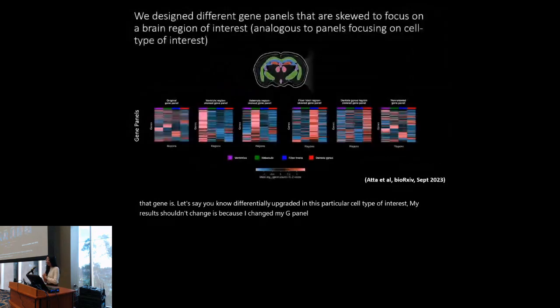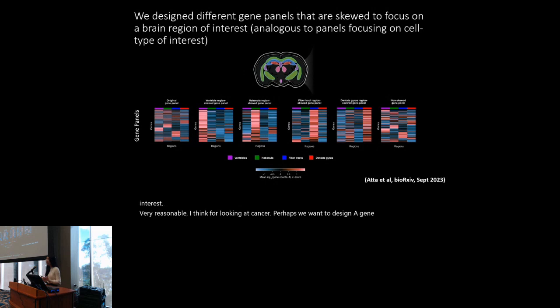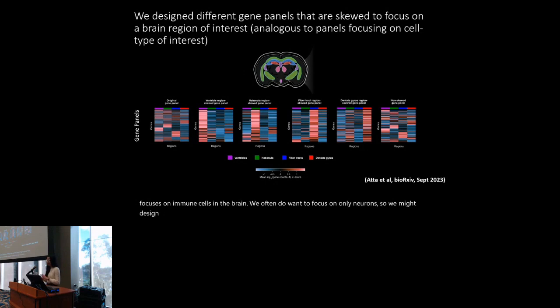However, so this is what Lila did. She designed different gene panels. In this case, she did something interesting. She picked gene panels that would focus on different brain regions of interest, which is something very reasonable, I think. If you're looking at cancer, perhaps you want to design a gene panel that focuses on immune cells. In the brain, we often do want to focus on only neurons, so we might design gene panels that skew towards that particular cell type of interest.